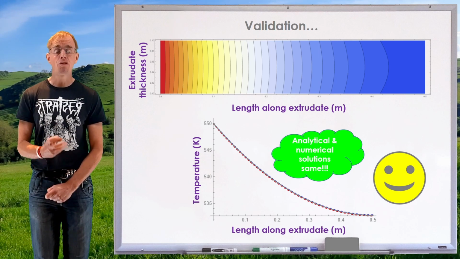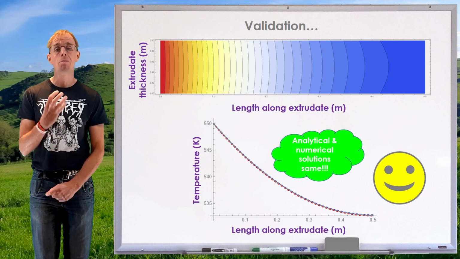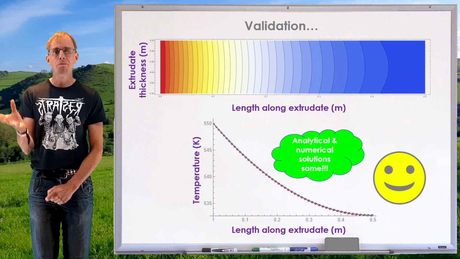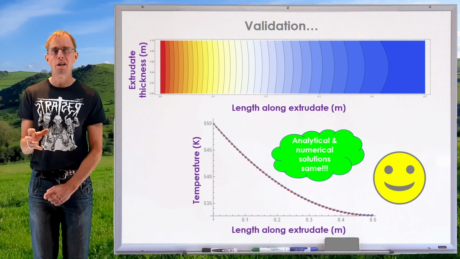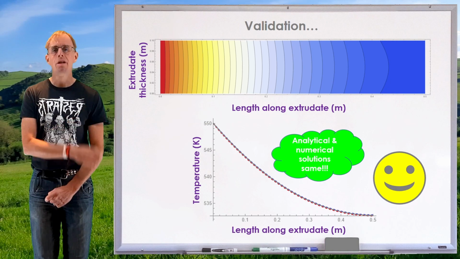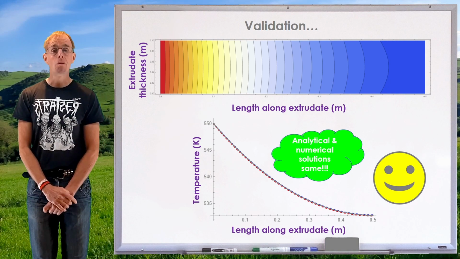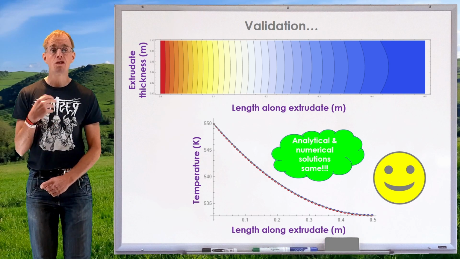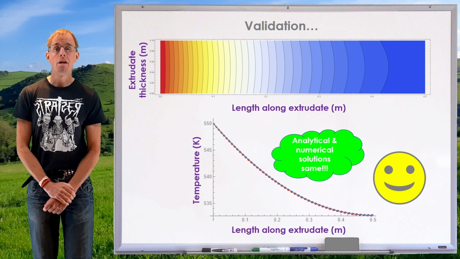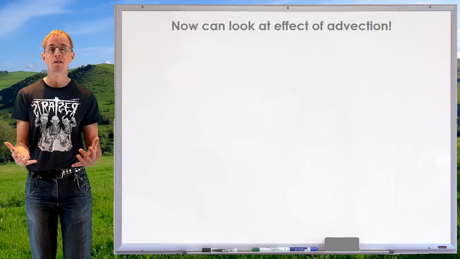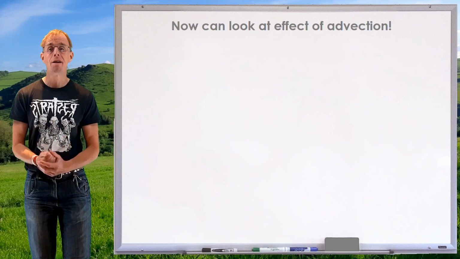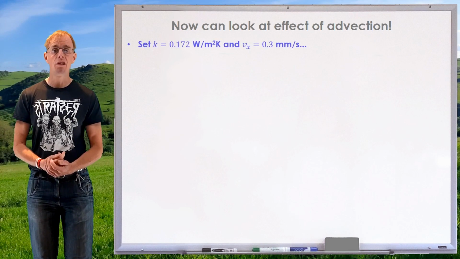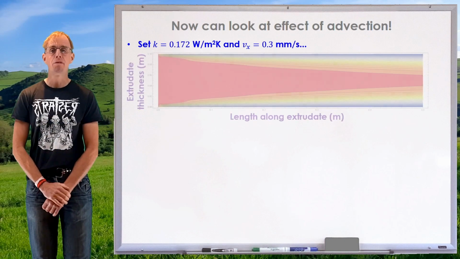So that gives us pretty good confidence that when we put the thermal conductivity back to that for polypropylene, and we get that very intense temperature field near the die and a very isothermal remainder of extrudate, that's probably what's going on. Now, for that particular solution, we'd just turned advection off. Now we can turn advection on. We've validated the solution. We are confident our numerics are written pretty correctly. So let's have a look what happens if we start to move this extrudate at 0.3 millimeters per second.